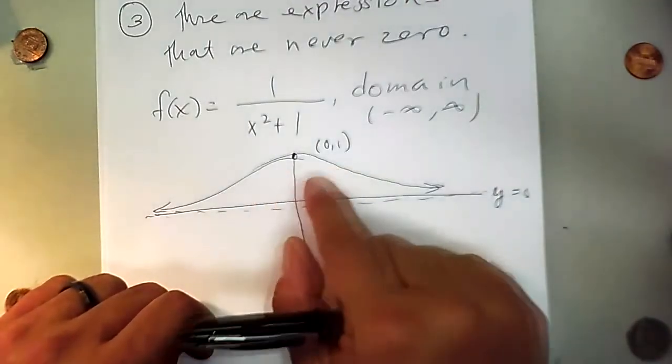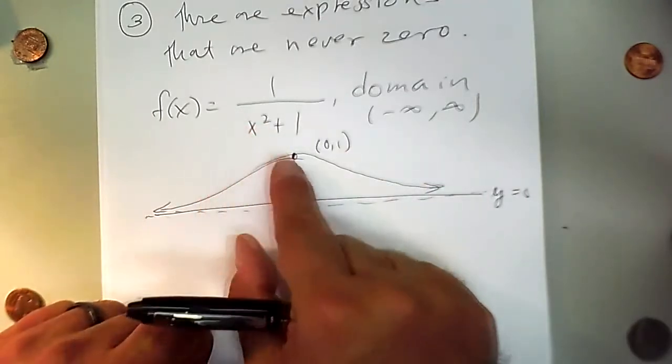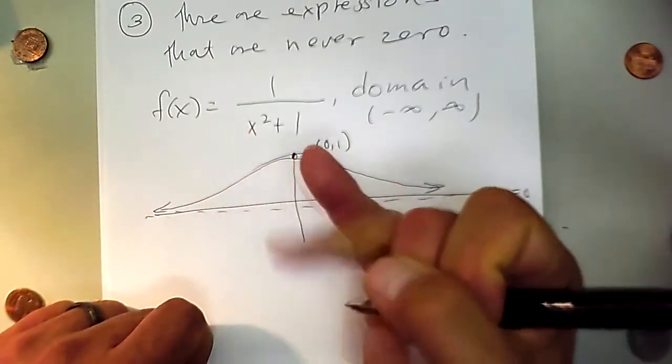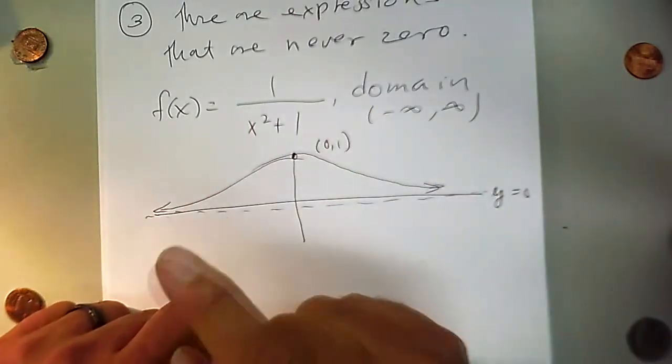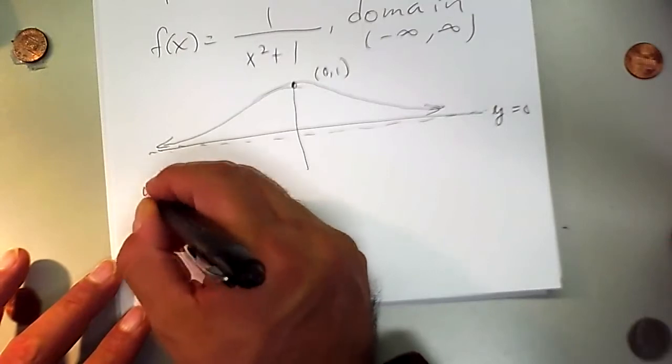And there we have it. That's a sketch of the graph of this function. Again, it doesn't have any holes and it doesn't have any vertical asymptotes. Not to be confused with example 4.